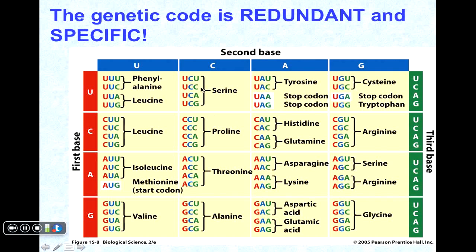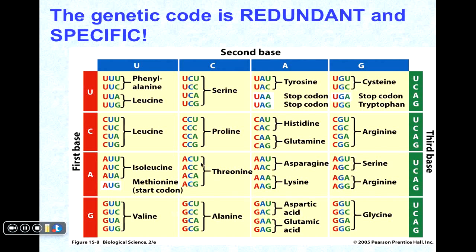Notice a few things to keep in mind, that the genetic code is redundant and specific. What does that mean? Well, it's redundant in the sense that these amino acids, phenylalanine, leucine, serine, proline, notice that the amino acids are coded for by multiple different codons. It's specific because every specific codon does indeed code for a specific amino acid.